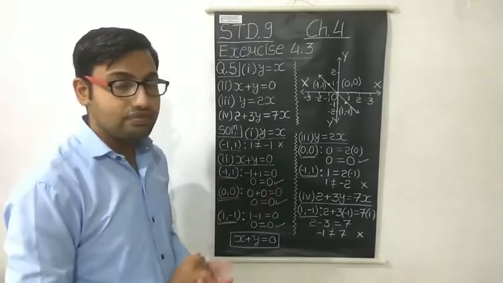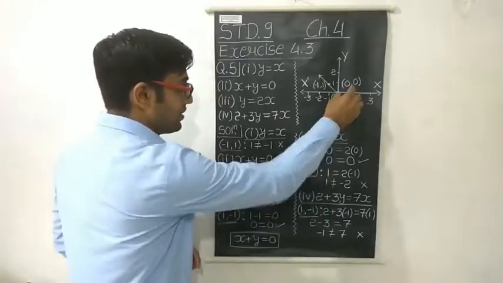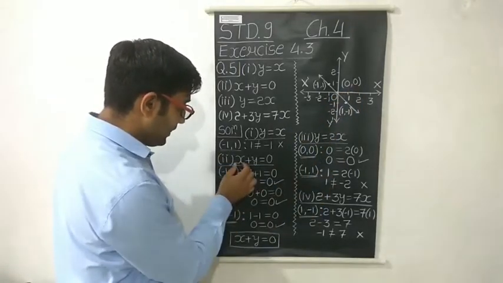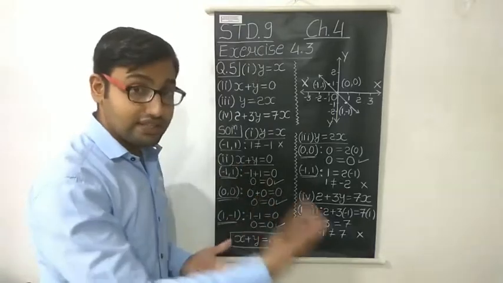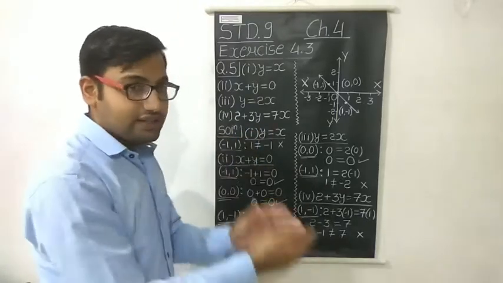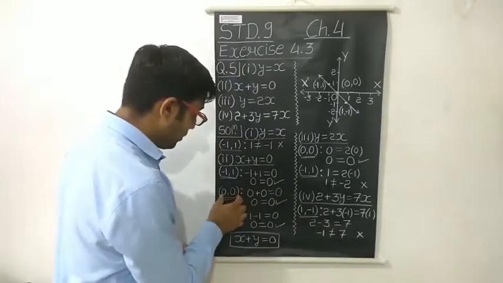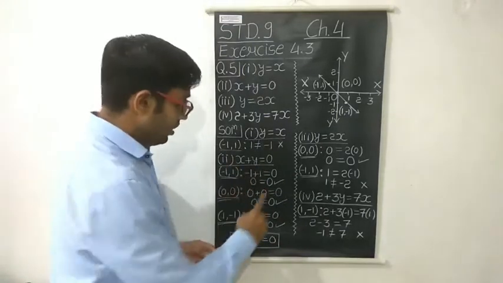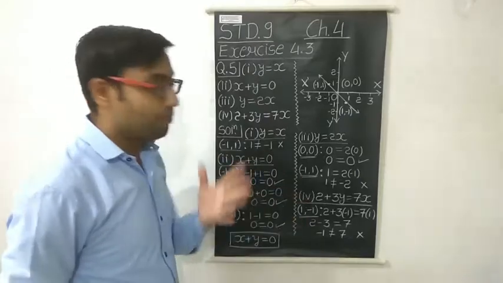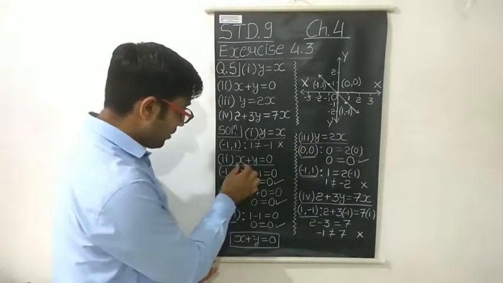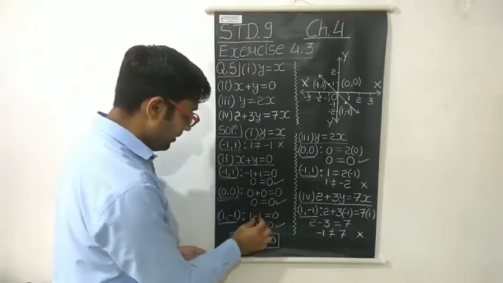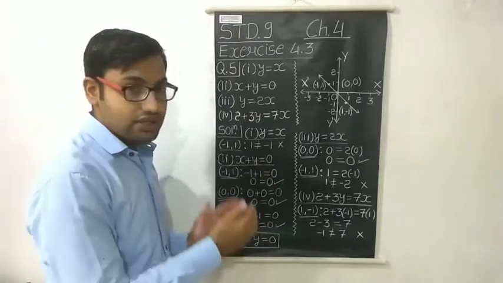Let us check the second point, that is (0, 0). Instead of x put 0, instead of y put 0. 0 plus 0 is again 0. Left hand side and right hand side are equal. This point again satisfies this equation. Okay. Now let us check the third point, that is (1, -1). Instead of x put 1, instead of y put -1. Again 1 minus 1 is 0.